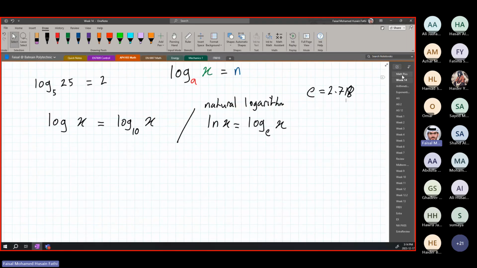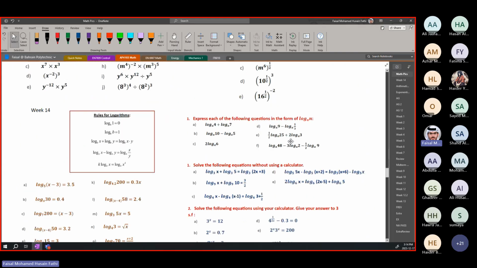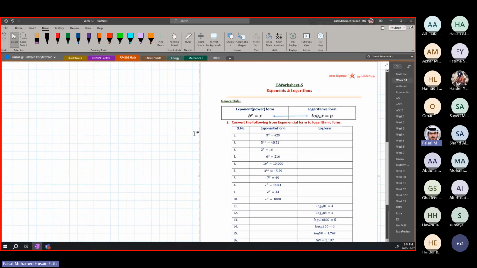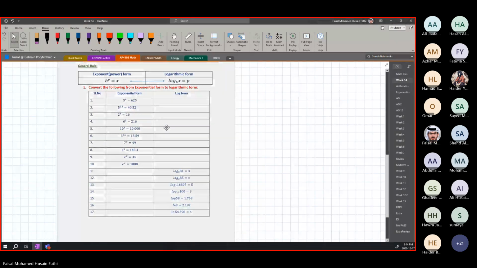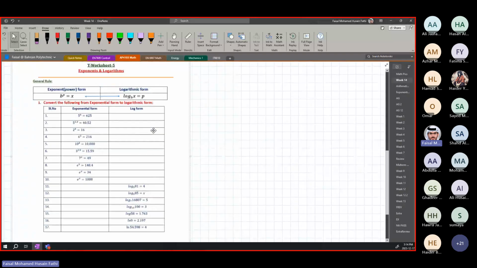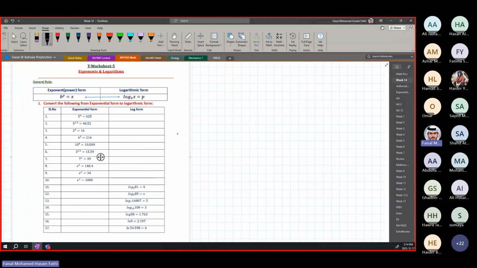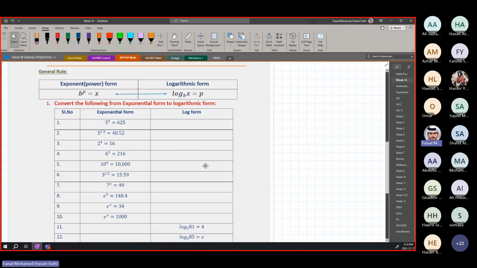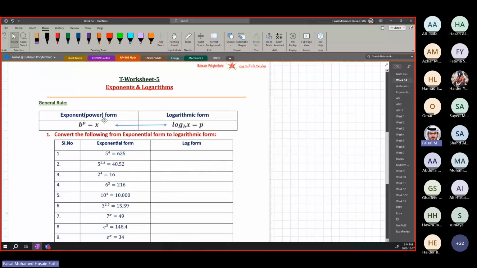Let's start with a simple example. Let's try converting basic exponential functions into log. If we look at number 1, let's make this a bit bigger. Again, this is just the transformation.